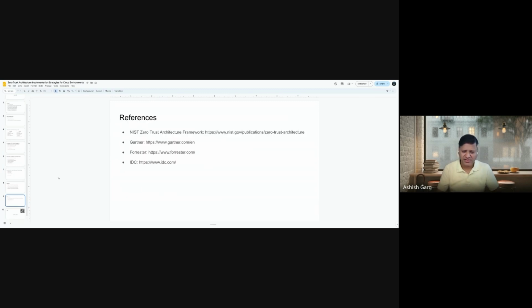And I have some references. NIST has a zero trust architecture framework. There are articles on Gartner, Forrester, IDC. The list goes on, but I think NIST is probably my favorite to start with. Good enough information available. There's, I think, a 100-page document they have, if I'm not mistaken. Really good to go through and understand more on that.